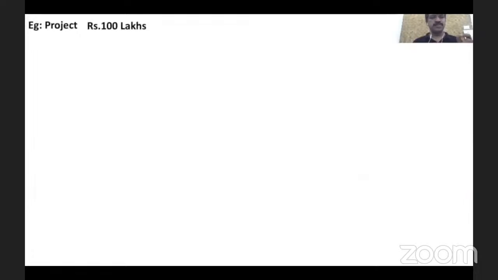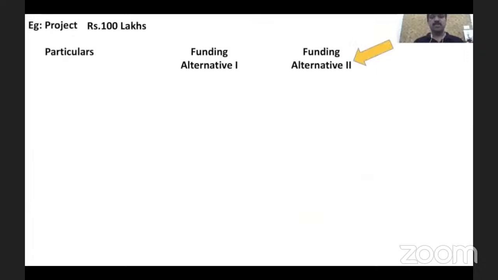Look at this. There is a project. The cost of the project is 100 lakhs. Let's say I'm taking up this project at a cost of 100 lakhs. Now I have 2 alternatives to fund the project. One is a scenario where I fund the project with 100% my own money, and the second scenario is where I fund the project partly with my own money and a major portion with the bank's money. Let's see how this works.